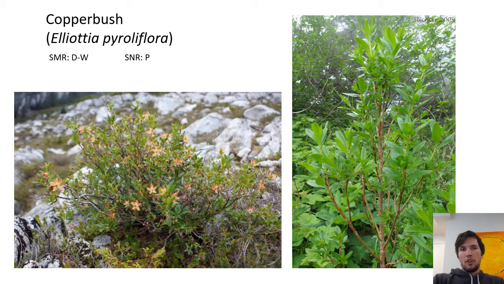And finally, our copperbush, Elliottia pyroliflora. This is not a rhododendron, but it looks so similar that we want to talk about it here because we want to be able to distinguish between it and some of the others. Copperbush refers to the fact it's got these copper-colored flowers that, when it's flowering, it's really quite a lovely plant.